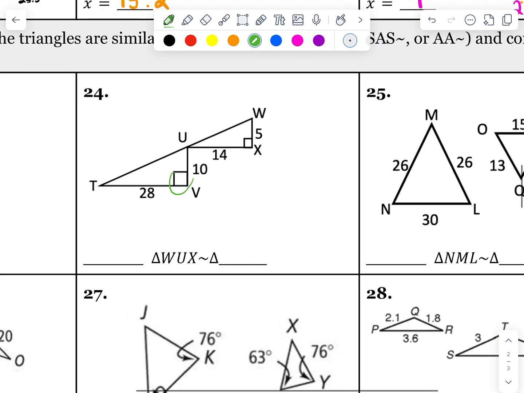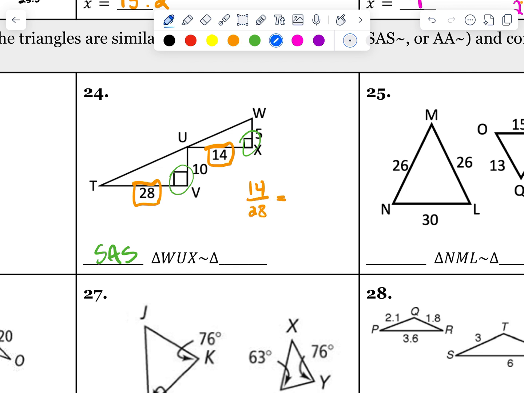All right, let's see. Okay, so we've got angles. And then it looks like it might be an SAS. So let's see if that's going to work. Side angle side similarity. Let's see if these are in proportion. So the 14 is going to go with the 28. The 5 goes with the 10. And those both reduce to 1/2. They both equal the same thing. So yes, these are similar. It's side angle side. So let's see, what order did it go in? WUX is going to be the same as UTV. Done.